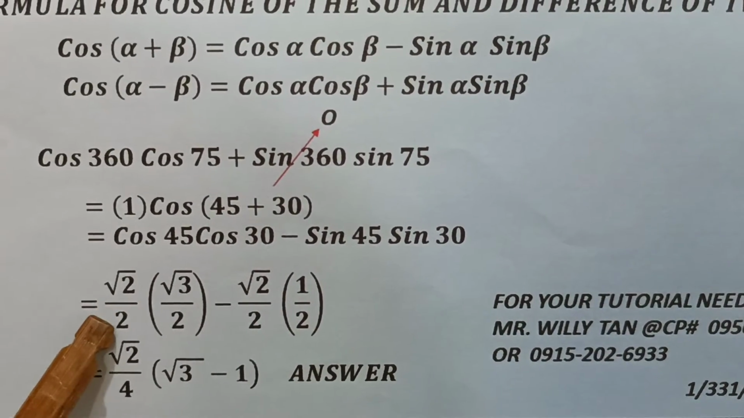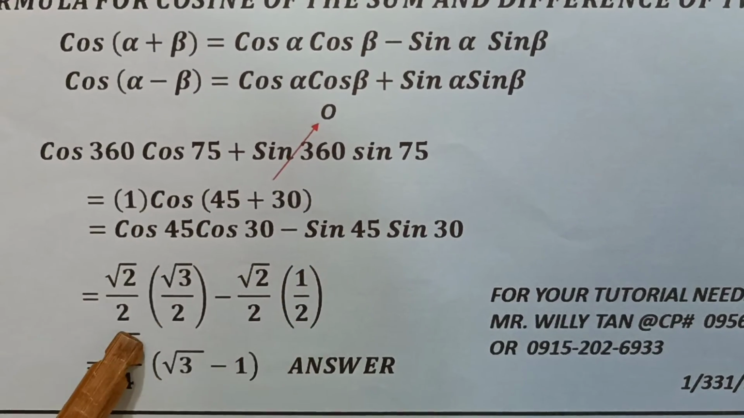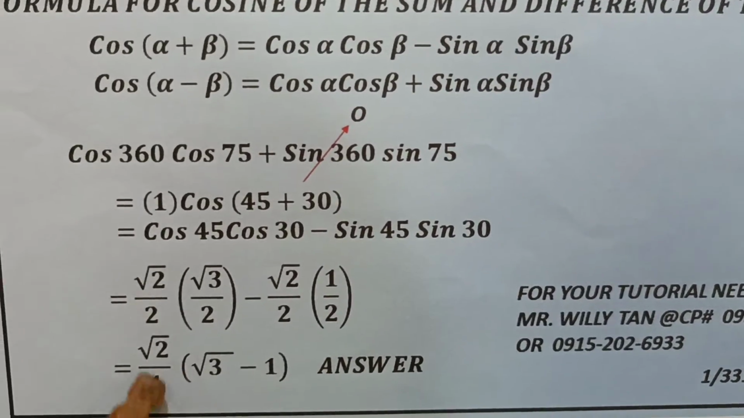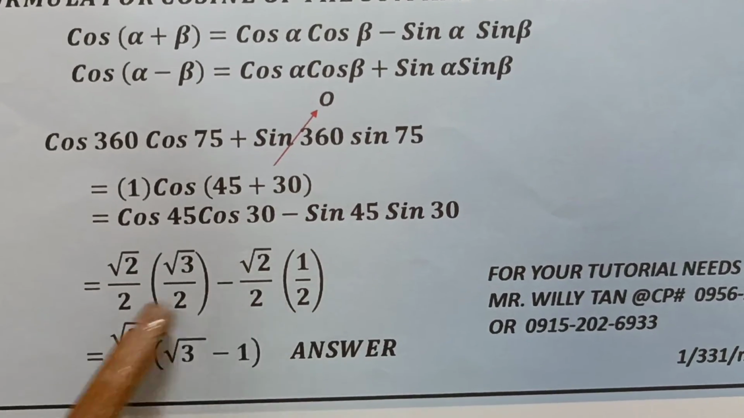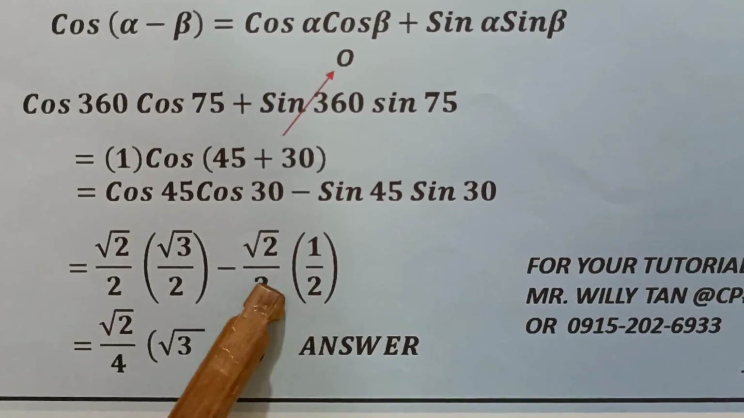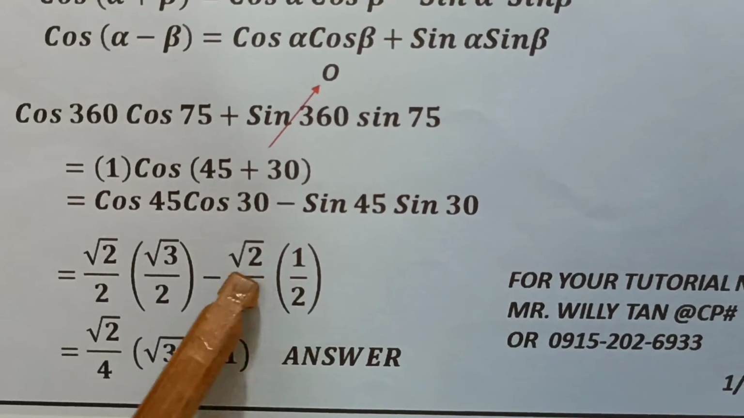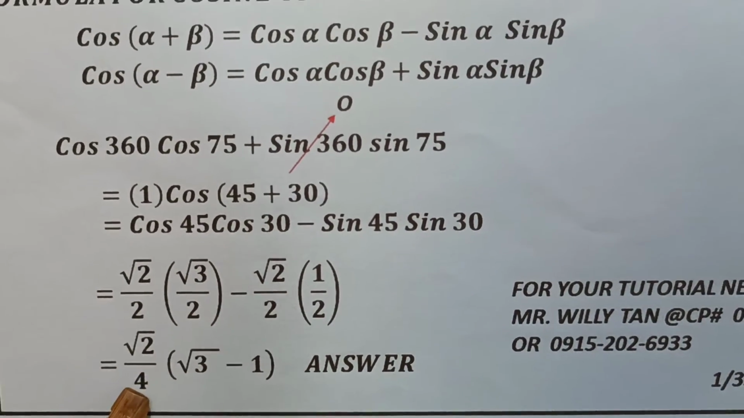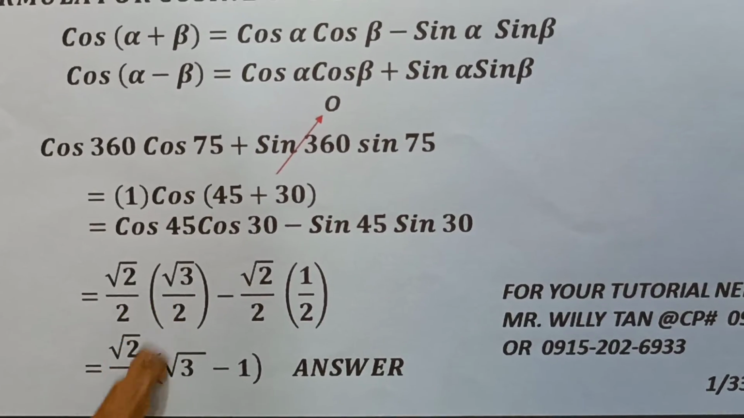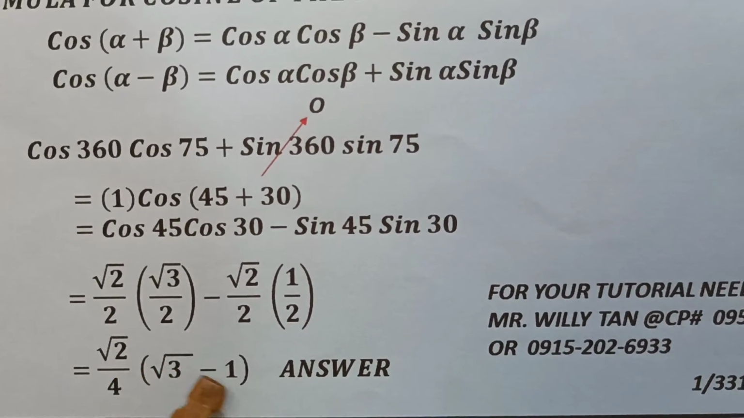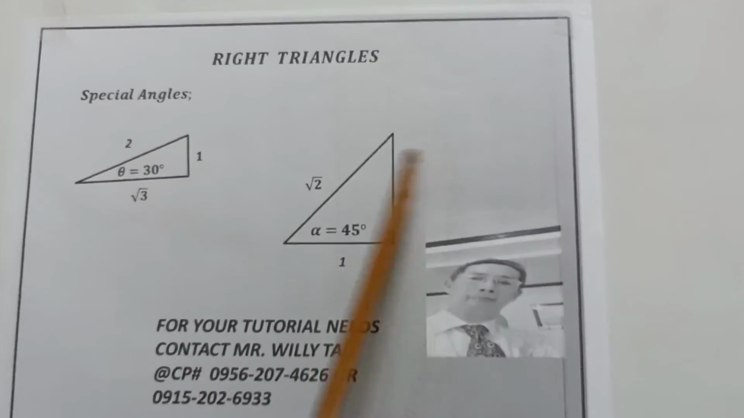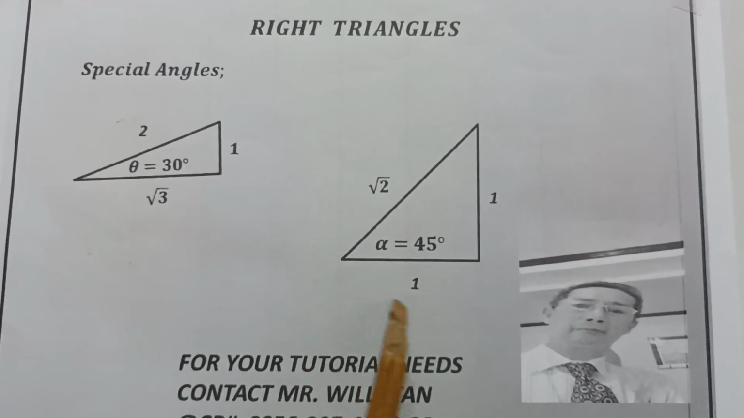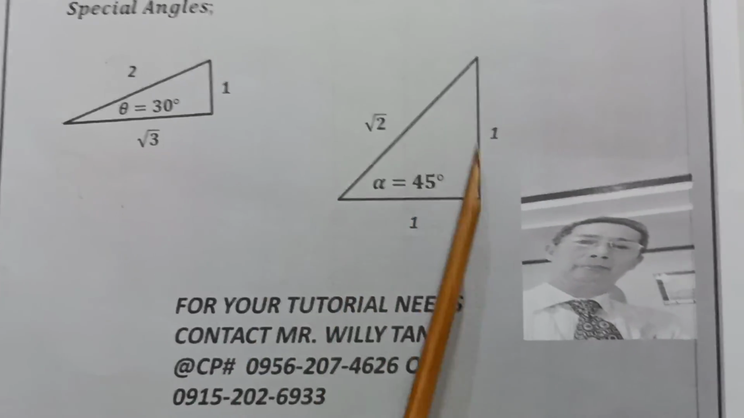So we factor out square root of 2 over 4, times the quantity square root of 3 minus 1. The denominator of these two terms is 4. So the final answer is square root of 2 over 4 times the quantity square root of 3 minus 1. So that's how we make use of these special angles, the 30-60 degree triangle and also the 45 degree triangle.